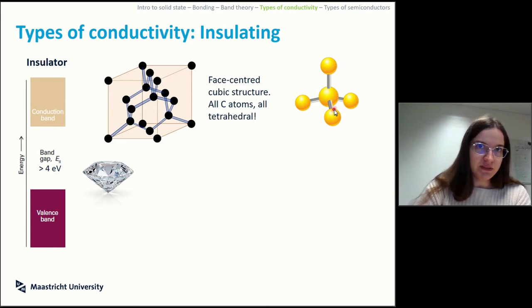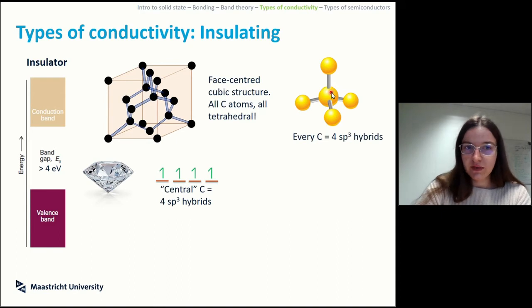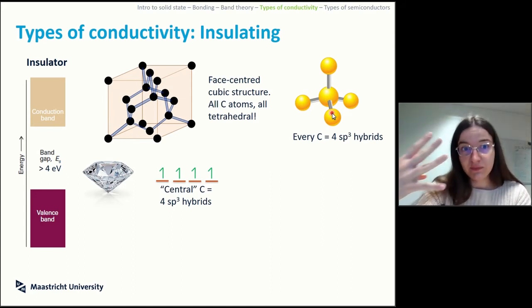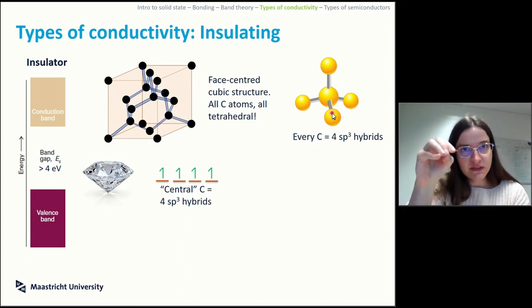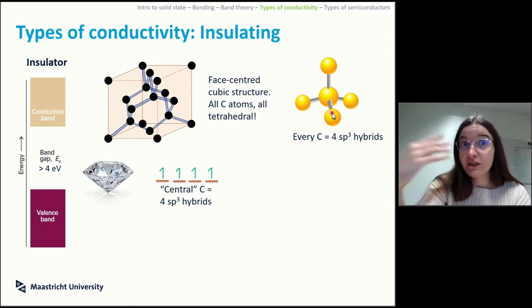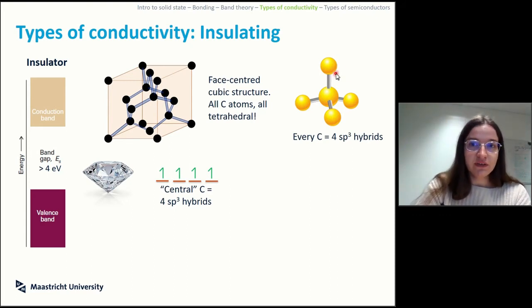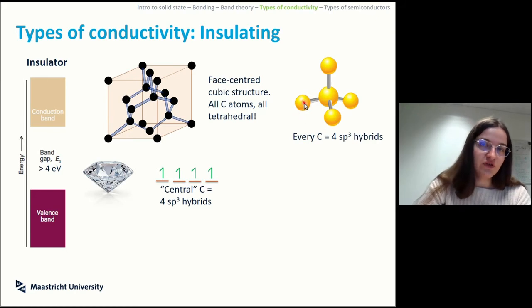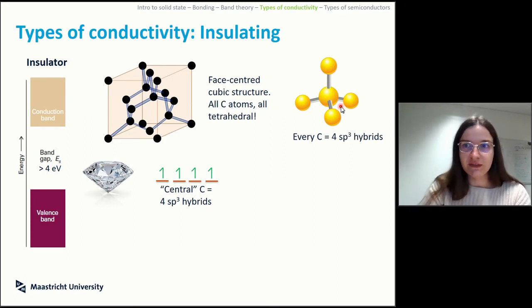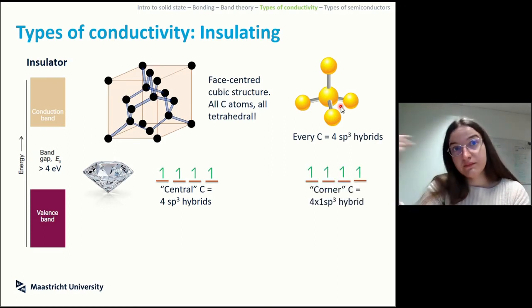Now, if you think about it, this leads to your central atom with 4 sp3 hybrids. Think about the hybridization of this thing: s and p hybridize, making 4 sp3 hybrids. So the center has 4 sp3 hybrids, each with 1 electron. And then you have the corners. For every corner atom, you are trying to bond the central one with a single sp3 hybrid. So you have 4 corners, 4 sp3.